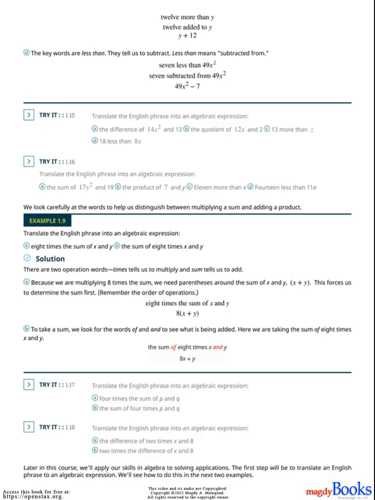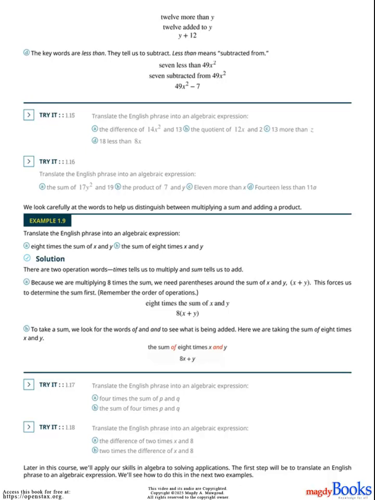Try it 1.17. Translate the English phrase into an algebraic expression. A. 4 times the sum of p and q. B. The sum of 4 times p and q. Try it 1.18. Translate the English phrase into an algebraic expression. A. The difference of 2 times x and 8. B. 2 times the difference of x and 8.